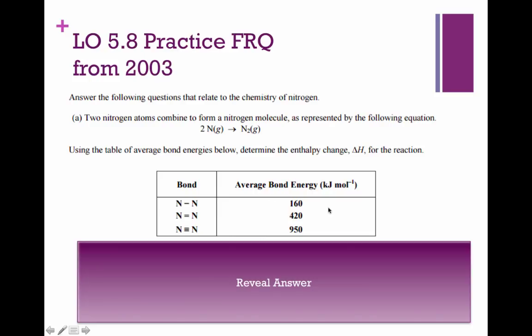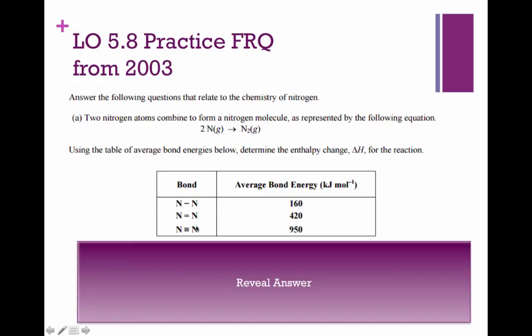If you're given bond energies, that means you're doing broken minus formed. So we have to figure out what bonds we broke and what bonds we formed. Well, which bonds did we break? Or did we break any? We didn't break any bonds, right? So that's 0. But which bond did we form? Which one of these 3 bonds? Now what you have to do is figure out the Lewis structure for N2.